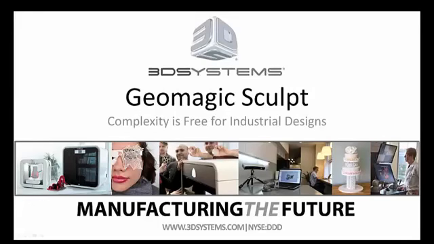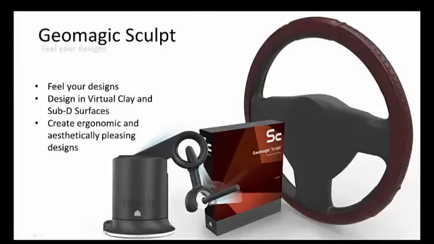Specifically, we're going to look at how Sculpt can take our industrial designs to the next level. First, let's talk about Sculpt. What is it? Well, Sculpt is a powerful design program that is paired with the 3D Systems Touch. Again, we'll talk a little bit more about the Touch device later, but in terms of Sculpt, what makes it so unique is the ability to design in virtual clay and sub-D surfaces. This voxel-based technology allows you to create beautiful, shapely products that are ergonomic and aesthetically pleasing.